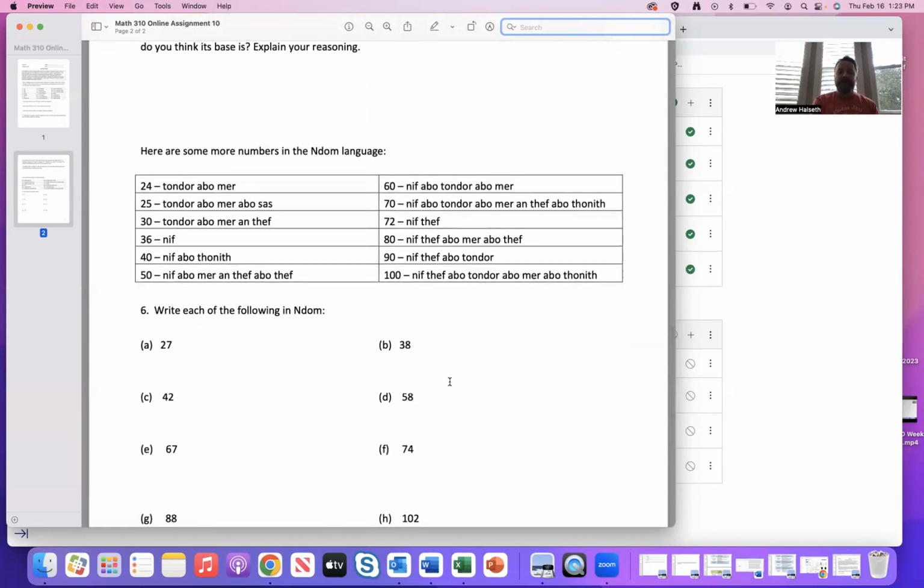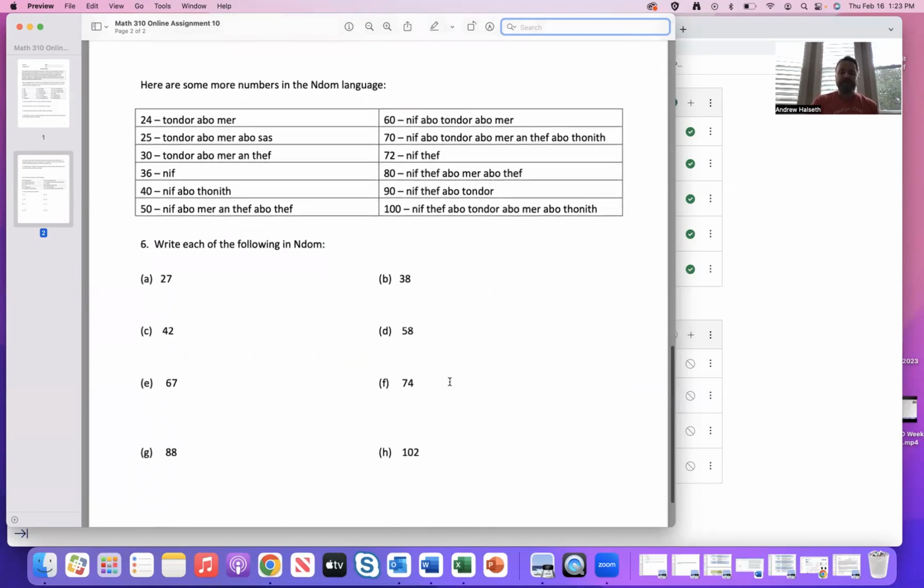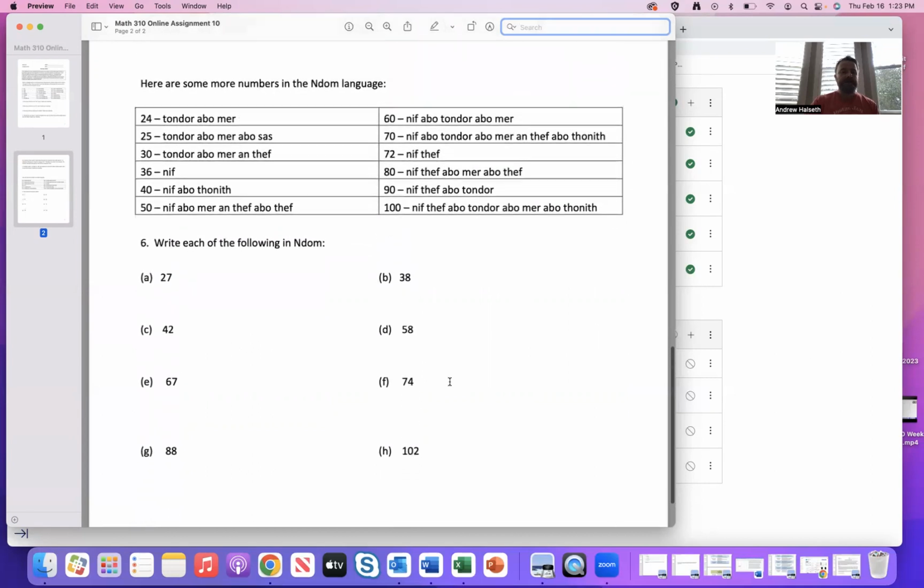So these, you're just going to write out the words, right? 27, what do you think that would be? Like 24 is Tandor Abo Mer. What do you think 27 would be? All right, so it might be kind of a fun little puzzle to try.